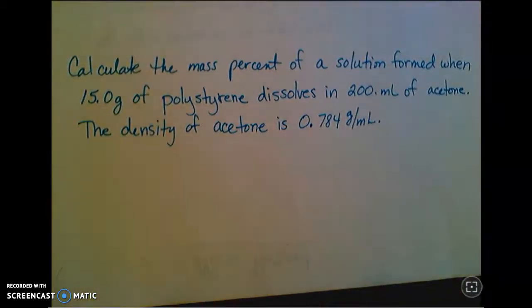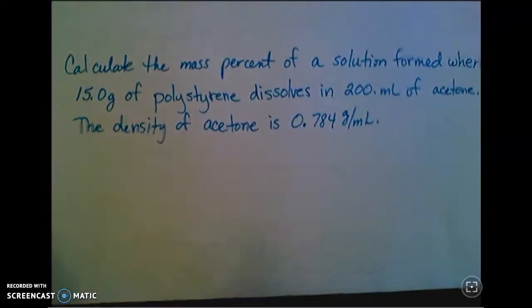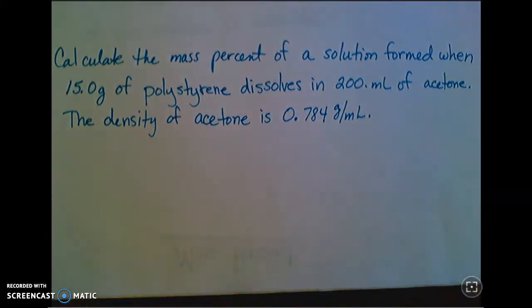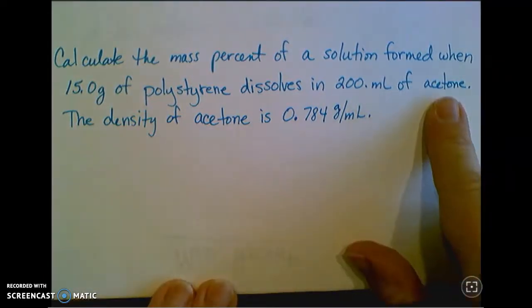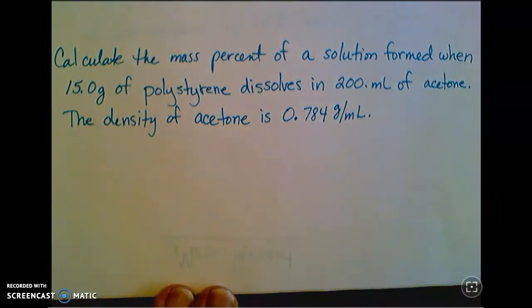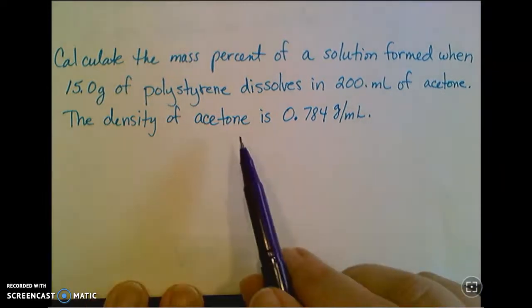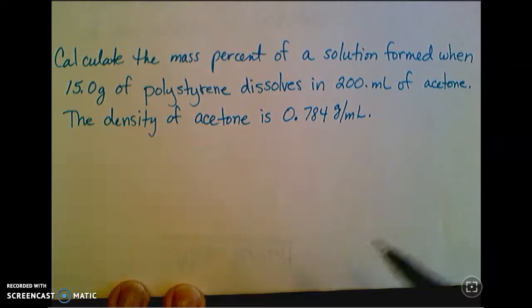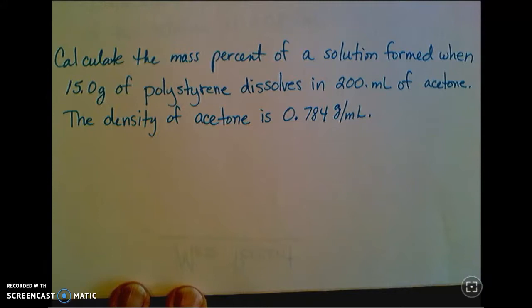Let's add just one little layer to this one. So this is calculate the mass percent of a solution formed when 15 grams of polystyrene, and that's actually styrofoam, dissolves in 200 milliliters of acetone, which you might be familiar with as fingernail polish remover. That's a main component of the ones that are not non-acetone. The density of acetone is not 1 like water's. It's 0.784 grams per milliliter. And so given this volume, I'm going to have to figure out the mass given the density there.